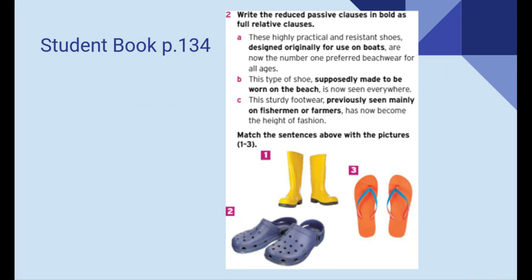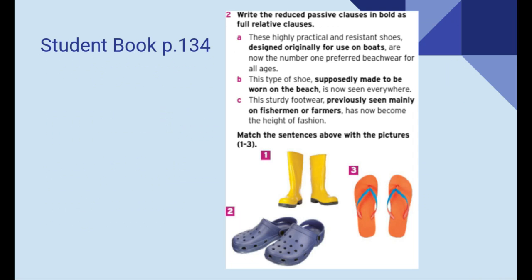Now, continue working in exercise 2. Here, we need to rewrite the reduced passive clauses in bold as full relative clauses. So here you will write the relative pronoun and also, of course, the verb to be in the tense that you need. Now pause the video while you work on this. Okay, great. Now please match the sentences that you wrote with the pictures shown, 1, 2, or 3. We're going to check this in class, okay?